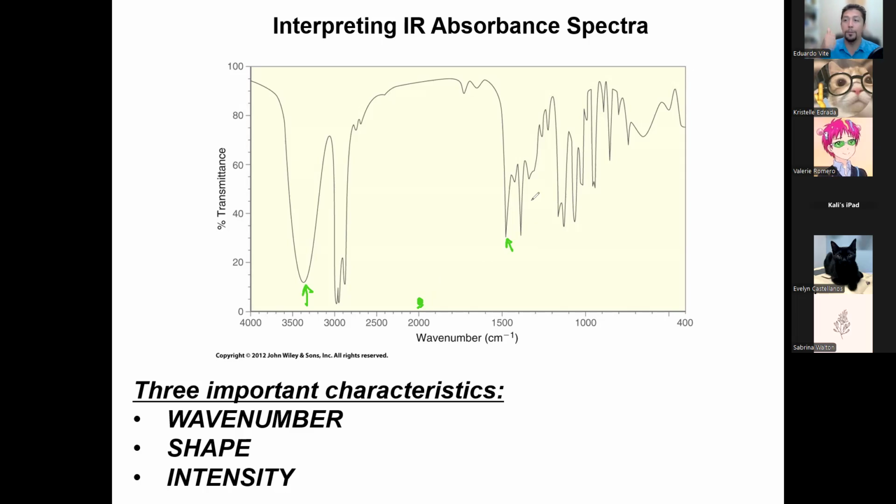Okay, so we look at wave number, x-axis, then we look at shape. So I'm going to use another one for shape. I'm going to use the color red. So look at this one at 3300. How would you describe that shape? Would you describe it as sharp, broad, narrow? Would you describe it as smooth? What is that shape? The peak at 3300. How would you describe it?